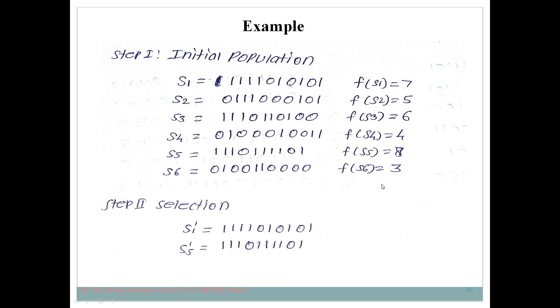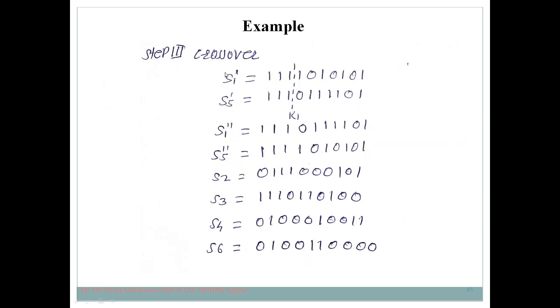Now step 2 is selection. Obviously this fitness value is there. So which individuals will you select for the process of crossover, for the process of fusion, which 2 individuals will you select? Obviously you will select only those individuals which have the highest fitness value. In this case, the highest fitness is 8, that is S5, and the second highest is S1, with a fitness value of 7. So in selection, I will select these two: S1 dash and S5 dash. These are the 2 individuals which I have selected from the initial population, and the selection criterion is to maximize the fitness value. The highest fitness value is 8, the second highest is 7.